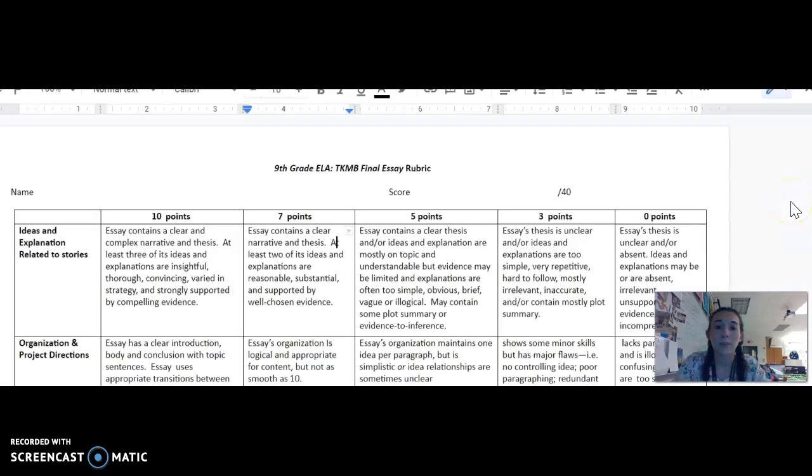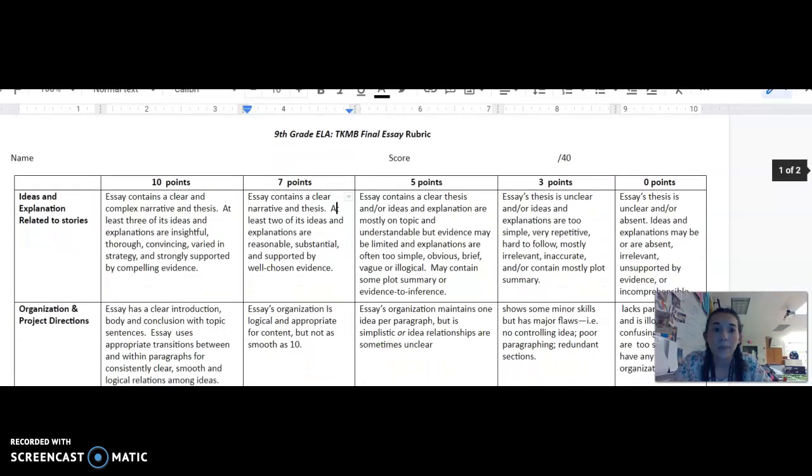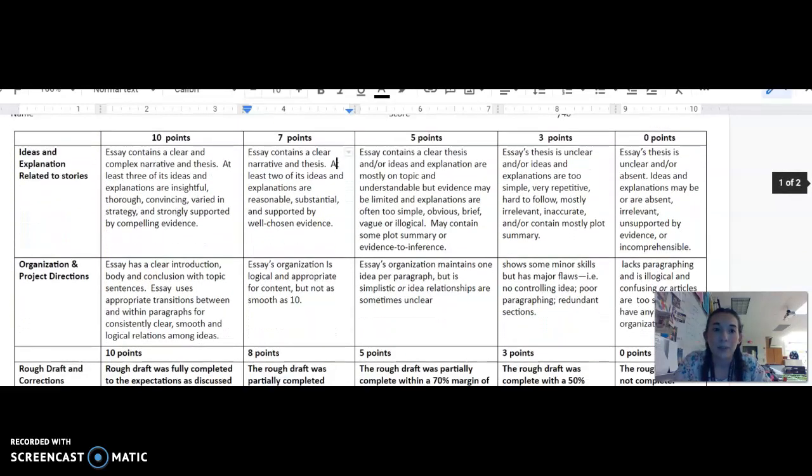If we look at the rubric, your rubric for this essay is 40 points. It's separated into different sections. The first 2 sections are 10 points. There's also another section that is 10 points. However, I'm going to get to that in just a minute.